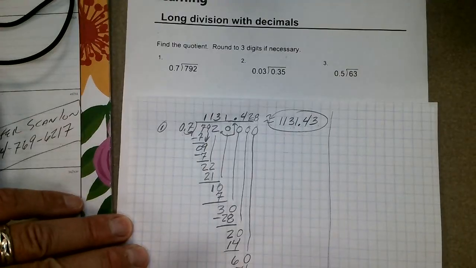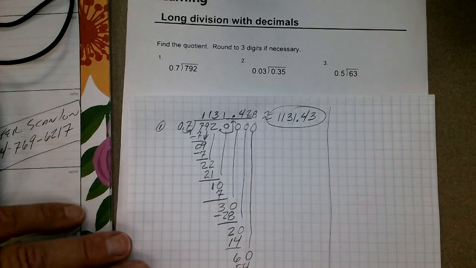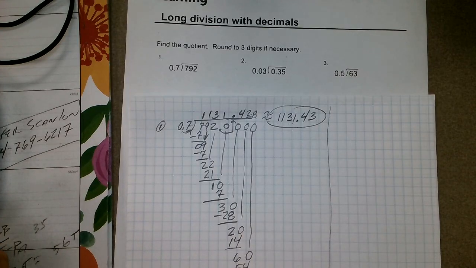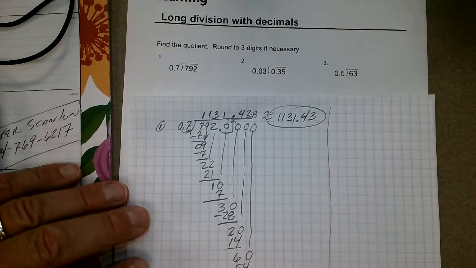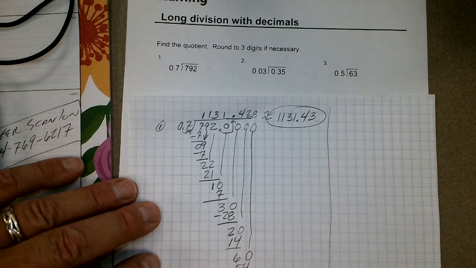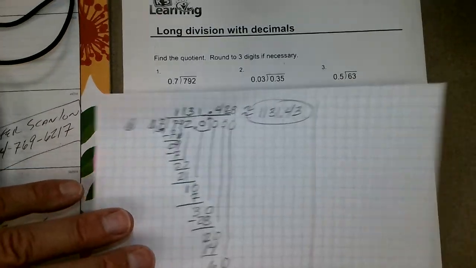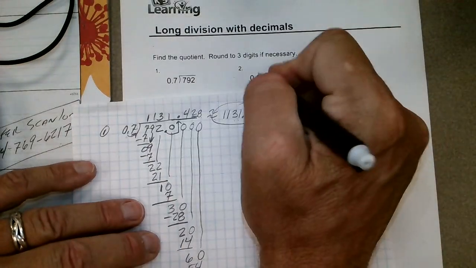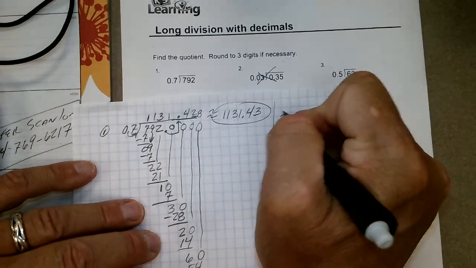So let's make a box. Welcome to dividing decimals. Okay, all right. Let's go to number 3. Okay, number 3. We're skipping 2.